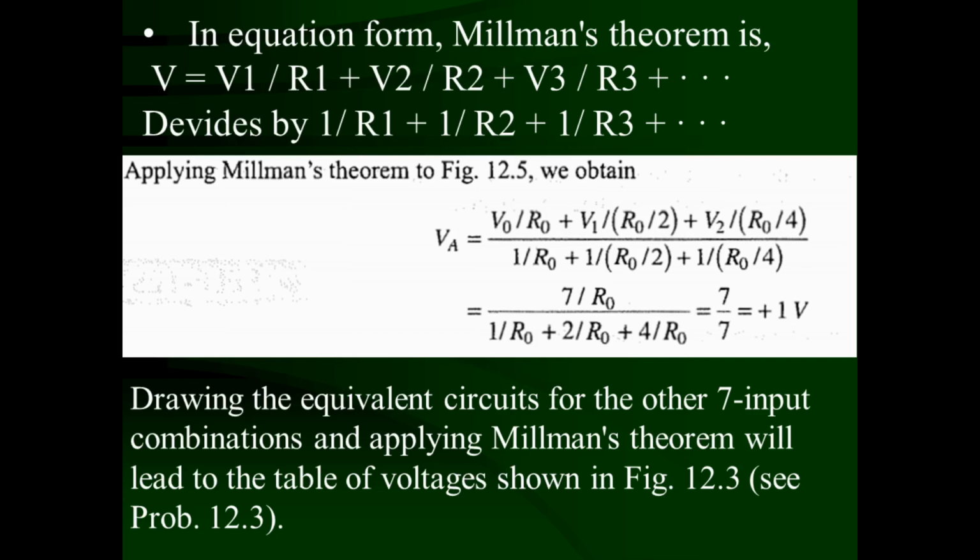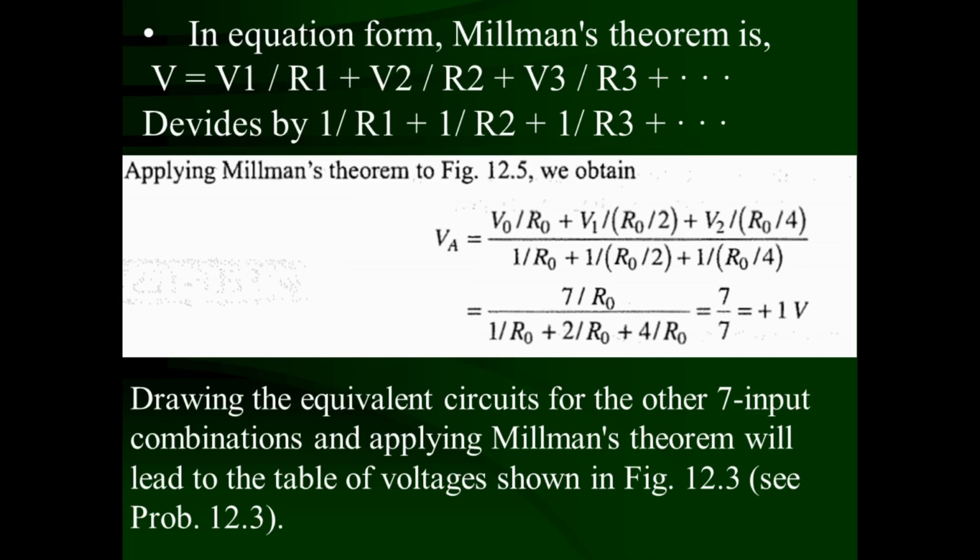In equation form, Millman's theorem is written as V is equal to the voltage at any node is equal to the currents. What is the current provided by each resistance? V1 upon R1 is the I1 current, V2 upon R2 is the I2 current, V3 upon R3 is the I3 current. So each resistance is providing a current, divided by the conductance. Conductance is the reciprocal of the resistance. That is why it is written as 1 upon R1 plus 1 upon R2 plus 1 upon R3, etc.